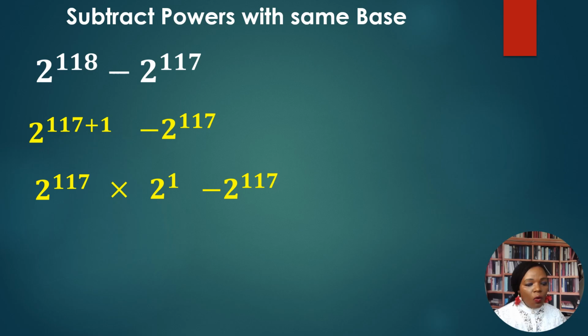So here, we can factor out 2 to the power of 117. We will get a bracket of 2 minus 1, which is 1. So our answer will be 2 to the power of 117. That's it.